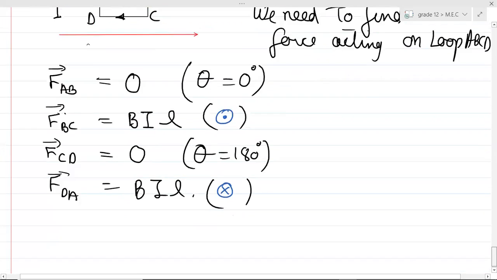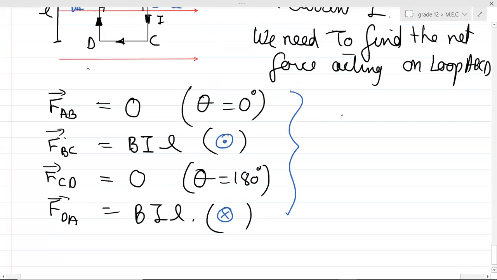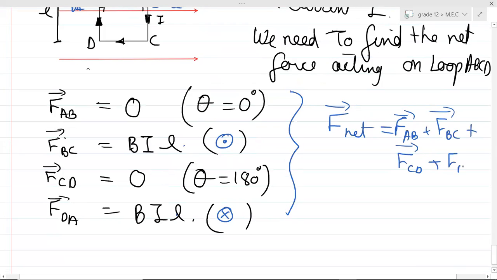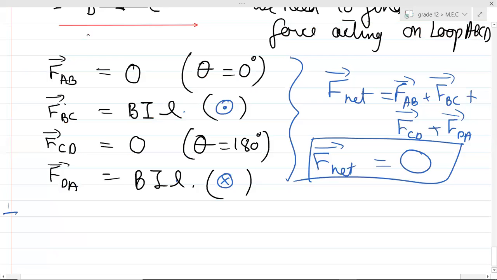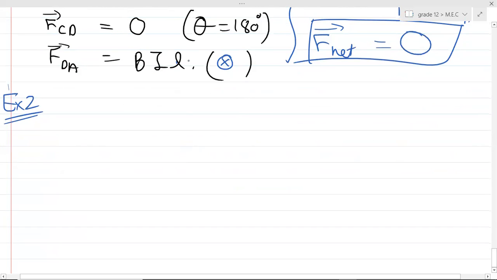From this, what is the net force? Can you see this force and this force are one and the same but acting in opposite directions? So the net force on the loop ABCD is FAB plus FBC plus FCD plus FDA, and the total force is 0, right? You cleverly took only this example where it was getting 0. No, take another example, no problem.